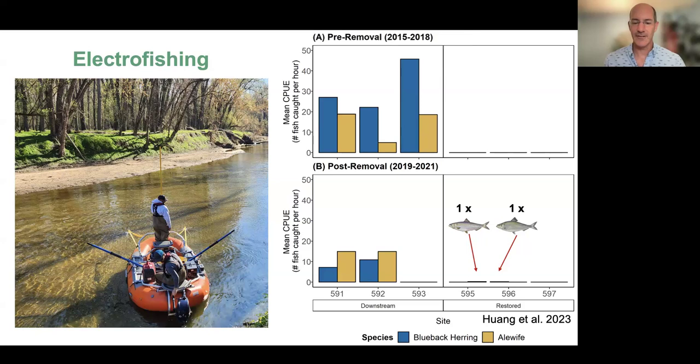And in the first 3 years after the dam was removed, although 2020 was one of those years and they weren't allowed to sample that year, they caught 1 alewife and 1 blueback herring upstream of the dam. They've since caught a few more, but using this method, which took a lot of time and effort every week, once a week, spending a whole day on the river doing this, they caught 2 fish over the course of 2 years in the restored section. So it showed that the fish were getting there, but very little data to work with.